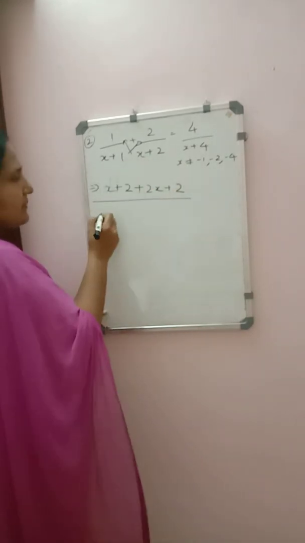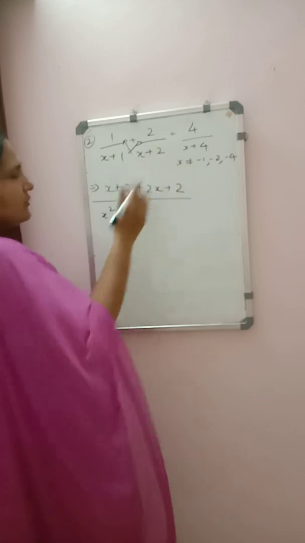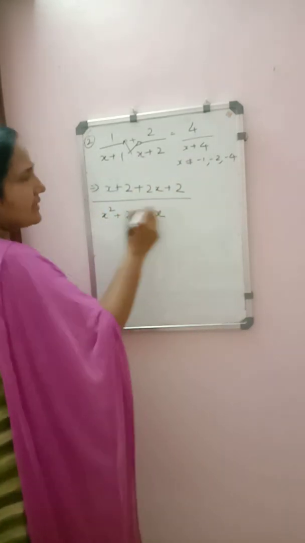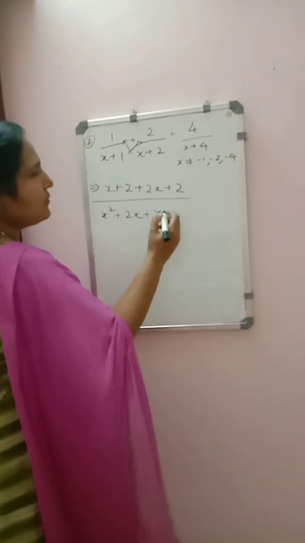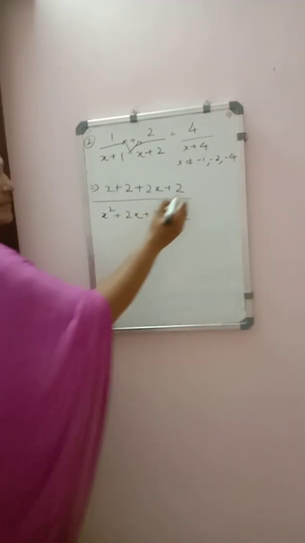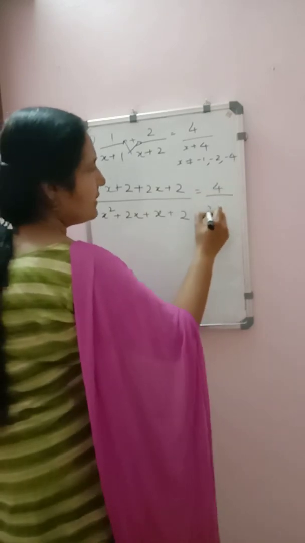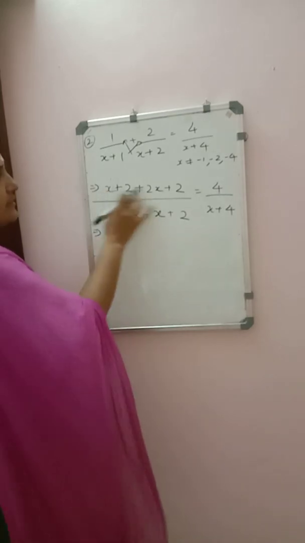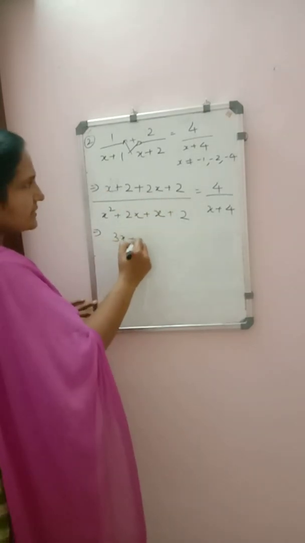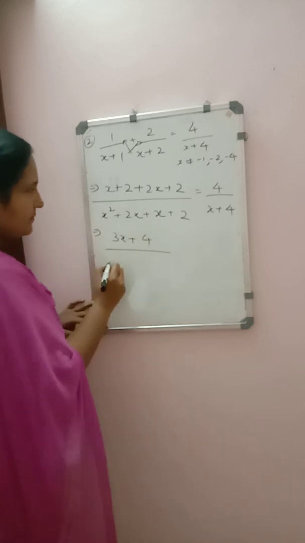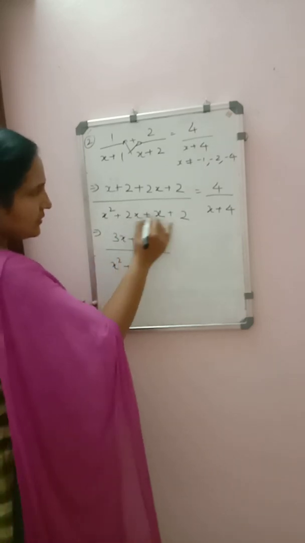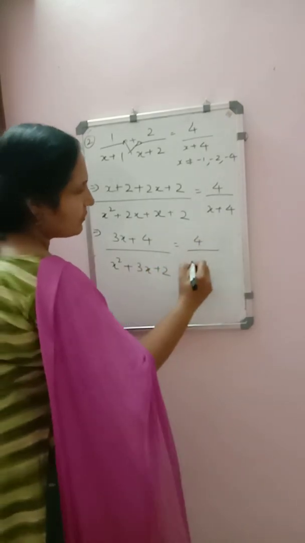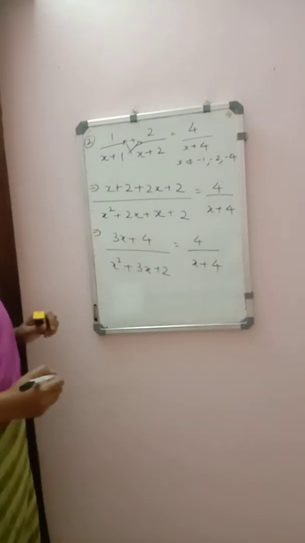So x into x will be equal to x square. X into 2 will be equal to 2x. 1 into x simply you can write as x. And 1 into 2 will be equal to 2. Equal to 4 by x plus 4. X plus 2x will be equal to 3x plus 4 by x square plus 2x plus x will be equal to 3x plus 2 is equal to 4 by x plus 4.